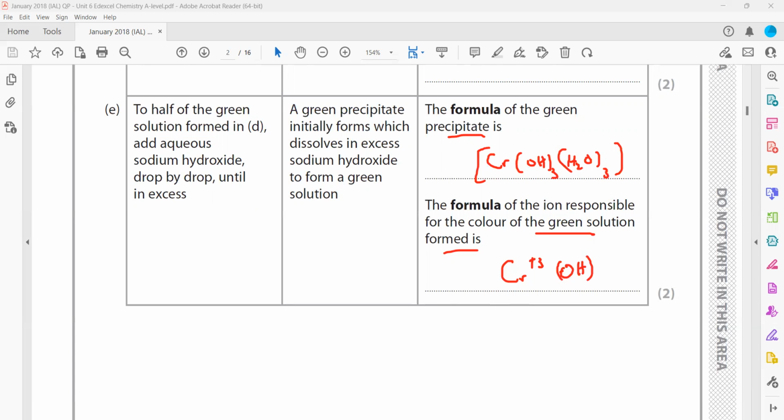So one more proton is being lost, so it will become 4. And now the charge is plus 3 and minus 4, so the charge will be -1. So the complex of chromium that is responsible for the green solution as it dissolves should have a charge on it.